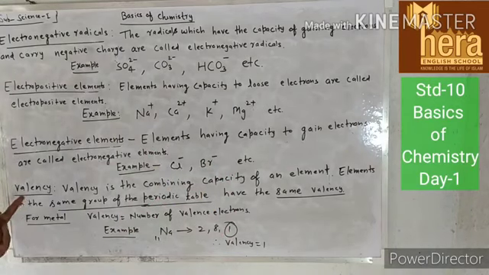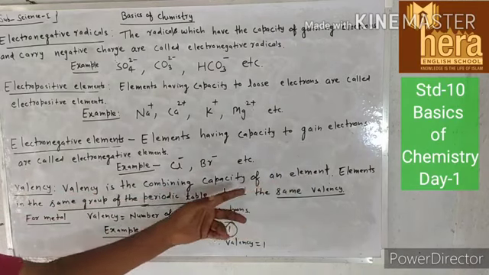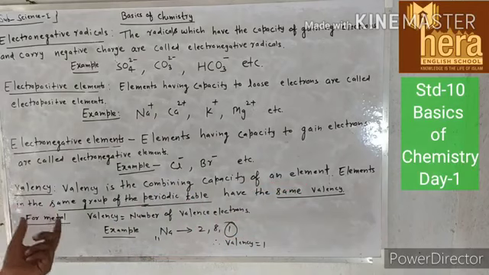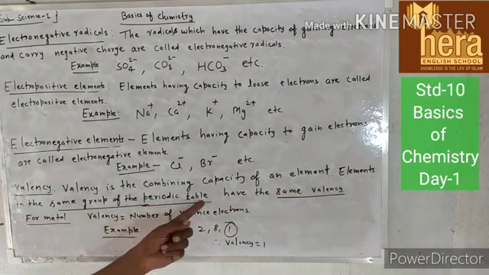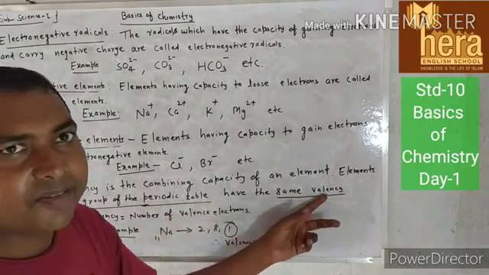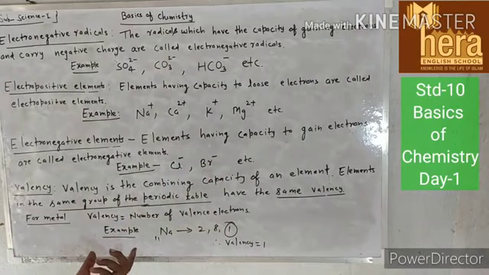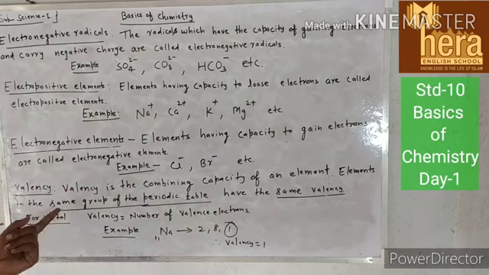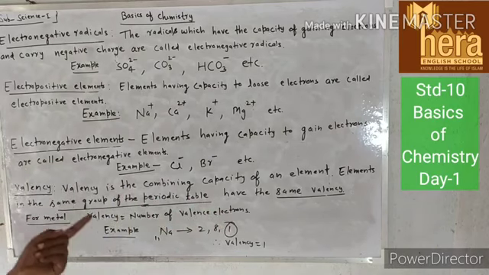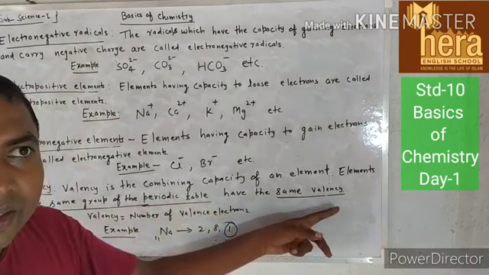Valency. Valency is the combining capacity of an element. What is valency? Valency is the combining capacity of an element. Elements in the same group of the periodic table have the same valency. I will explain this in the next chapter. Whenever I start classification of elements, that is chapter number 2, I will explain what the periodic table is. For now, elements in the same group of the periodic table have the same valency. Understood?